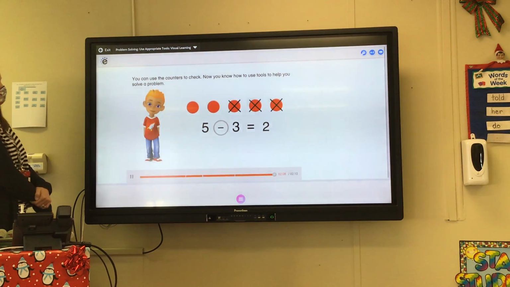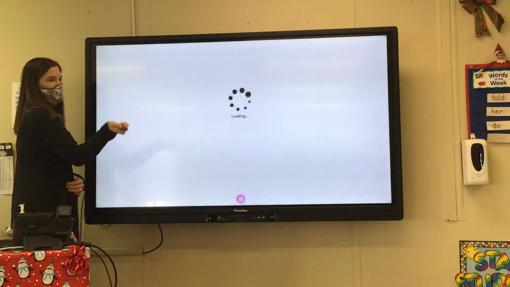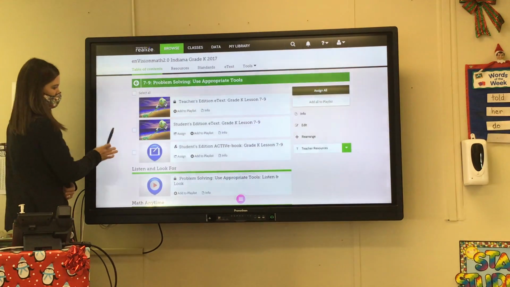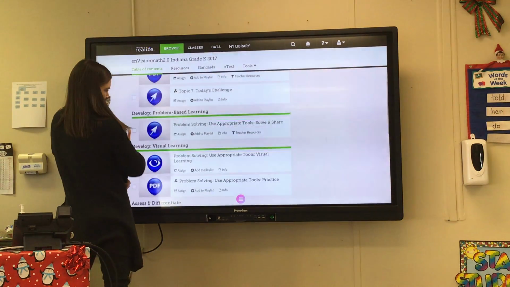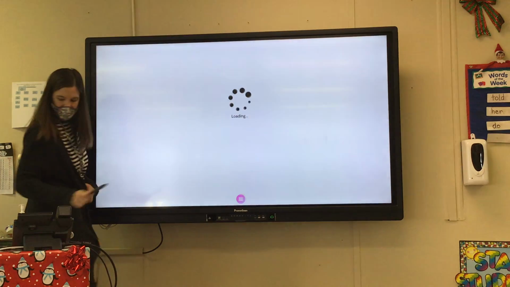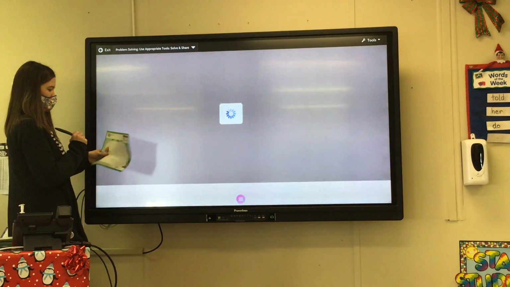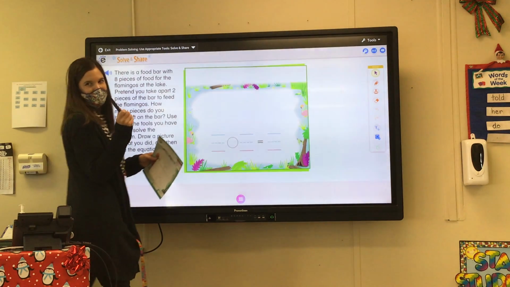Great job! Okay, now we're going to look at our first page that we already have. Make sure your name's on the top. And find that page there. Here we go. How does that fit? You'll find out in just a little bit.